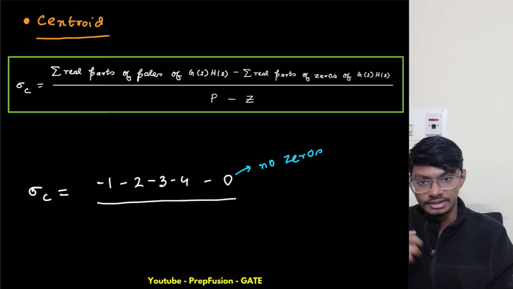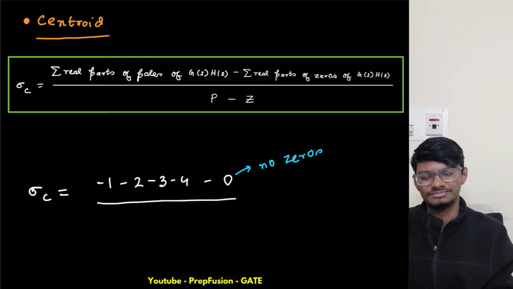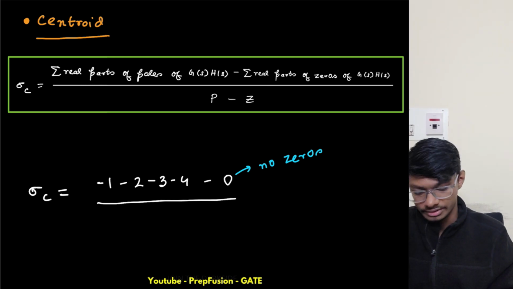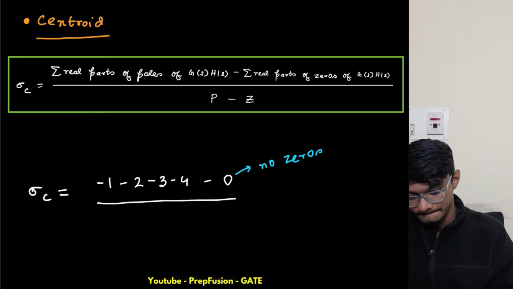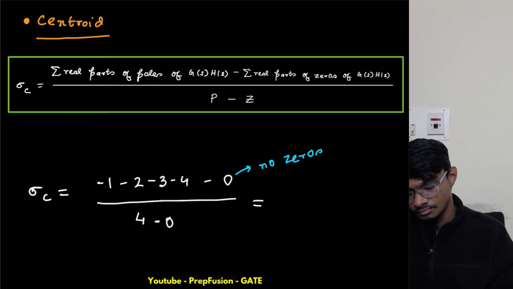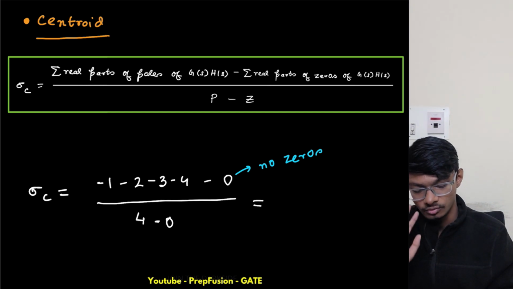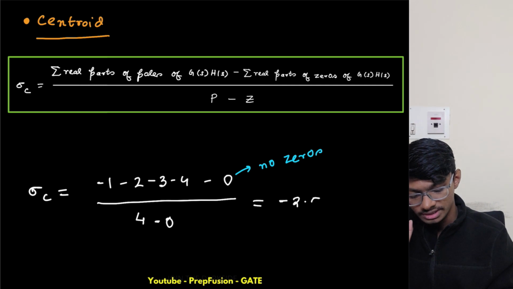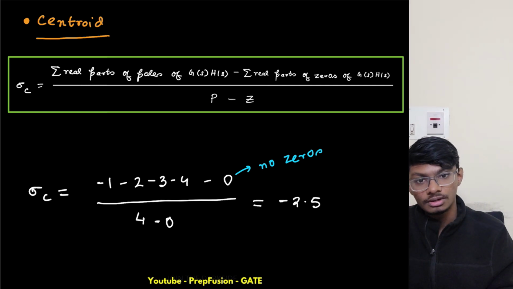Now the denominator is number of poles minus number of zeros, which is 4 minus 0. So this comes out to be -10 by 4, which is -2.5. So my centroid of the asymptotes will lie at -2.5.